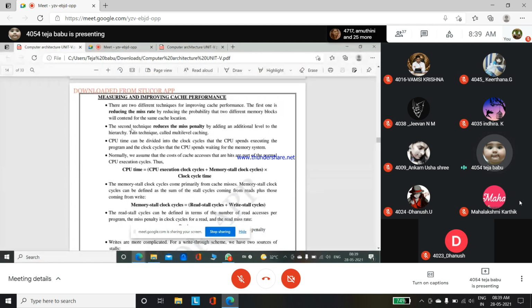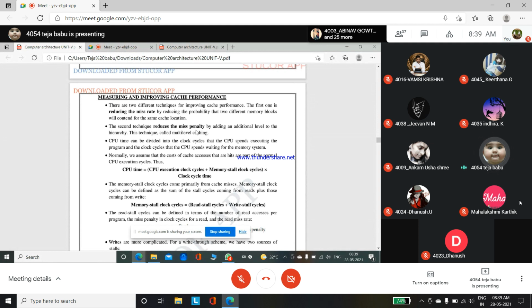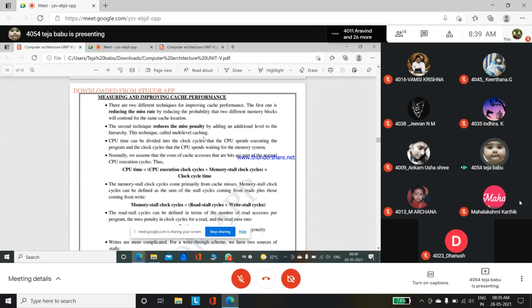And the second technique is to reduce the miss penalty. We should also know what the miss penalty is. The difference between the lower level access time and the cache level access time is called the miss penalty. So we have to reduce this miss penalty to improve cache performance by adding an additional level to the hierarchy. We all know about the hierarchy, that we had 5 levels in it. By adding an additional level to the hierarchy, we can reduce the miss penalty. This technique is called multi-level caching, which we learned before in the caching process.